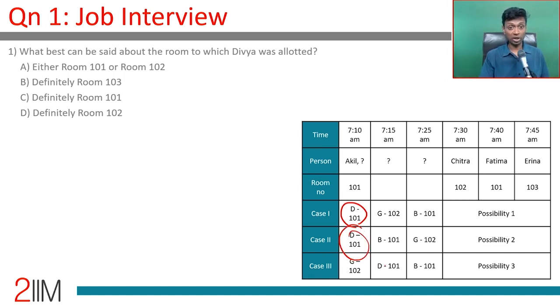So the room she was allotted. Divya is definitely in 101. Only the timing there is ambiguity over. The room that she was allotted to is definitely room number 101. In rooms, there's no ambiguity. In 101, there's A, D, B, F in that order, even though A and D could have been joint first. There's no ambiguity here. Definitely room number 101.